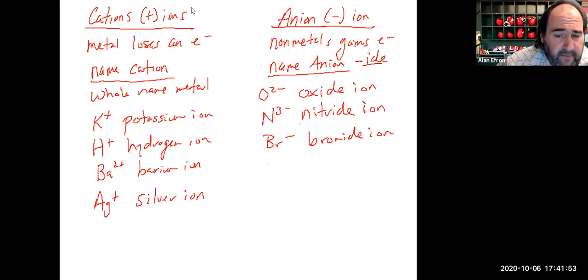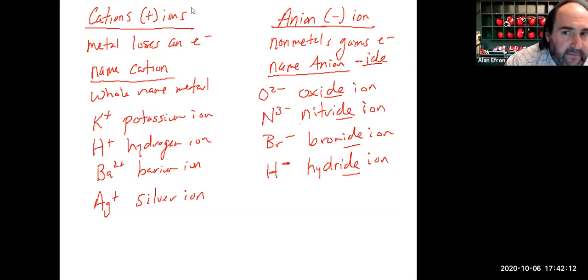Hydrogen, which is kind of unusual, can also go negative as well. So positive hydrogen is the hydrogen ion. Negative hydrogen, with a negative one charge, is the hydride ion. So the negative guy gets the IDE at the end of the name. The positive guy, which is our metal, we just simply use the entire name of the metal when we name it.